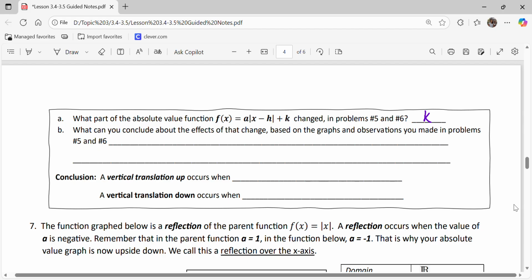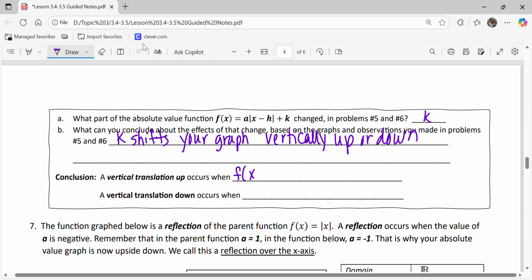Part 2. What part changes in 5 and 6? Your K. What can you conclude about the effects? K shifts your graph vertically, up or down. A vertical translation up occurs when your K is positive, and a vertical translation down occurs when your K is negative.